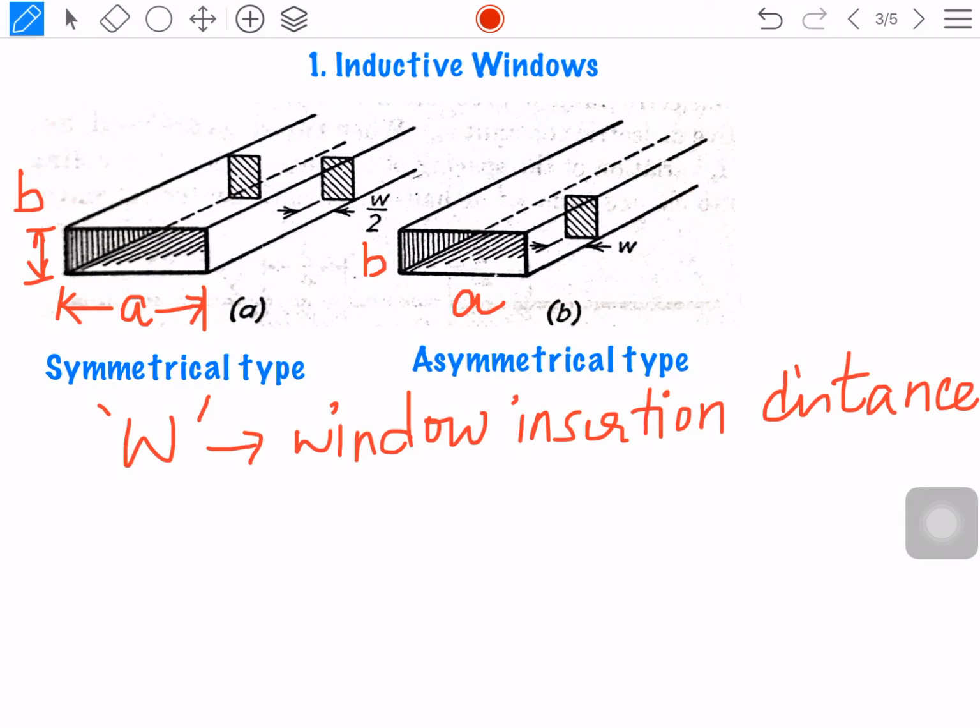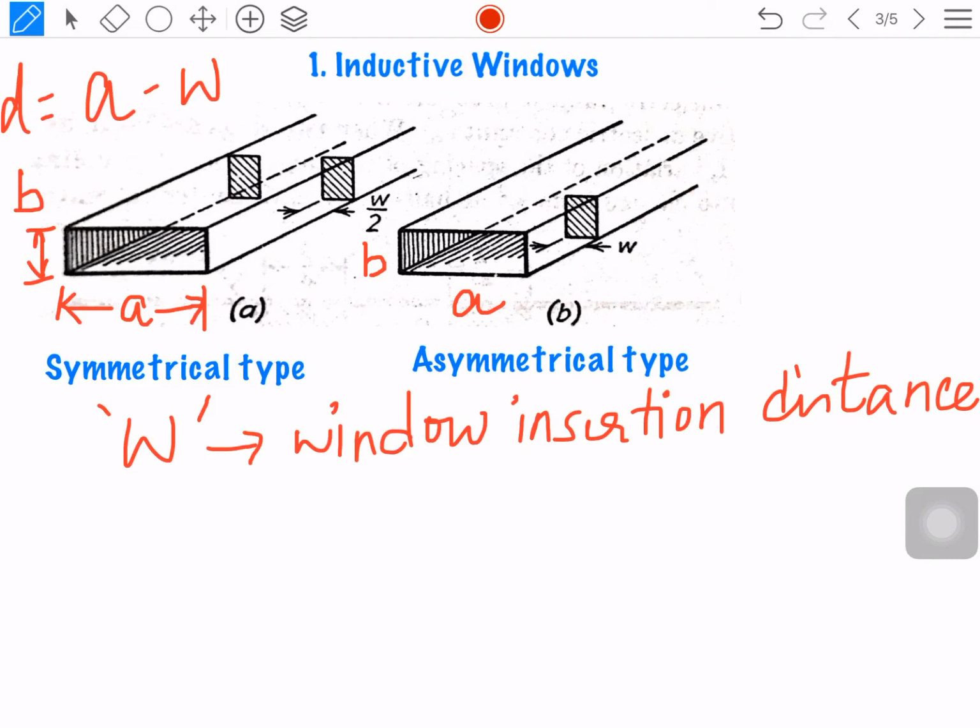If I subtract this W, the window insertion distance, from the rectangular breadth A, the leftover part will be simply D. D is called the aperture width. Aperture is nothing but a small hole or a gap. This aperture width is A minus W. In both cases, the window insertion distance is simply W.